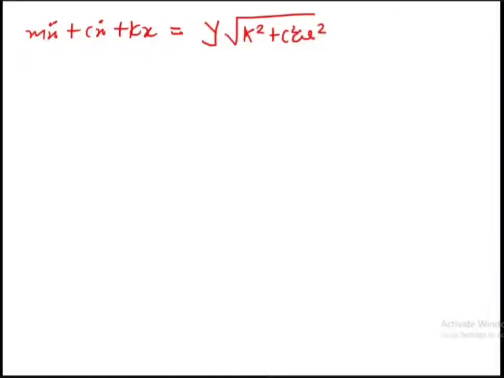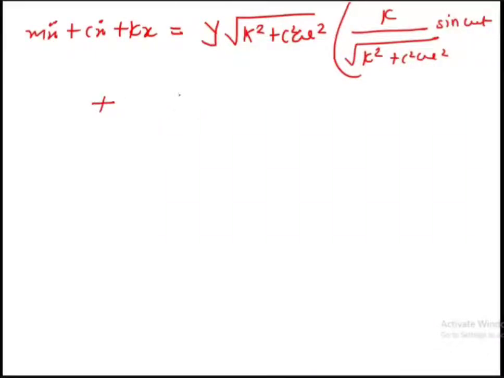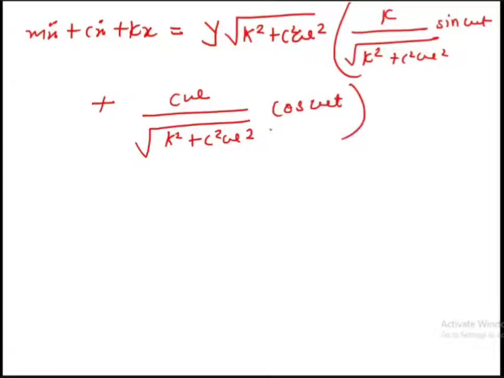Okay. So this factor, if I want to multiply here, obviously I have to divide it in the bracket term. So the bracket term is k divided by the square root of k square plus c square omega square, and inside the bracket will be sin omega t, plus again c omega divided by the same term, the square root of k square plus c square omega square, and the remaining term will be cos omega t, bracket complete. Okay, now this I have got.